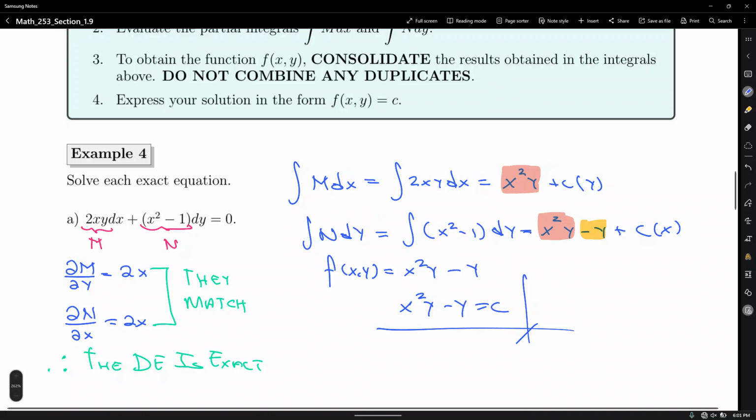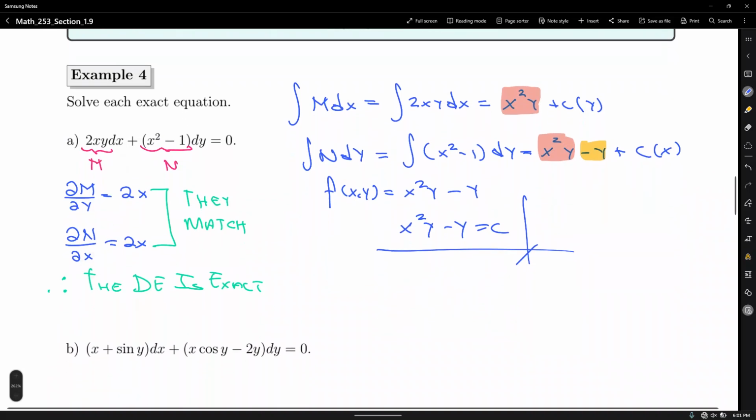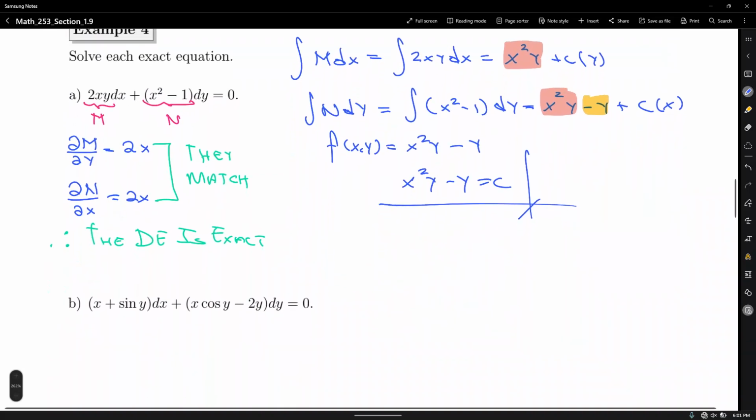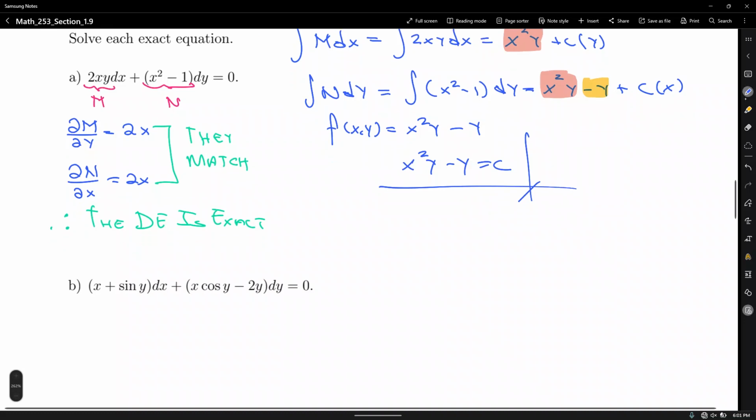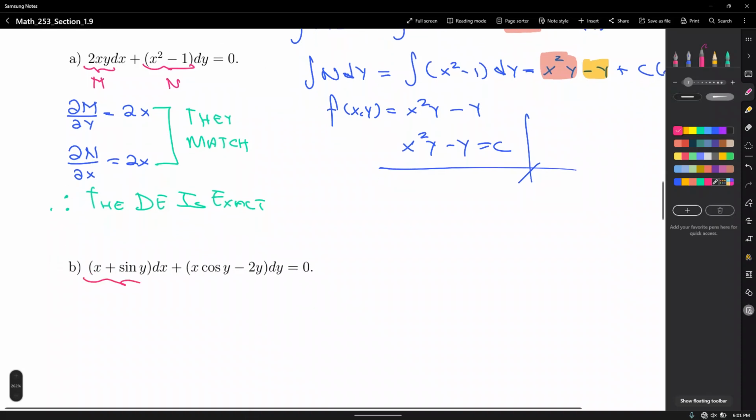Okay, well, let's have a look at another example. All right, the next one. Yeah, I like the next one. Okay. So letter B, x plus sine y dx plus x cosine y minus 2y dy equal to 0. So number one, let's identify our M and our N, okay?